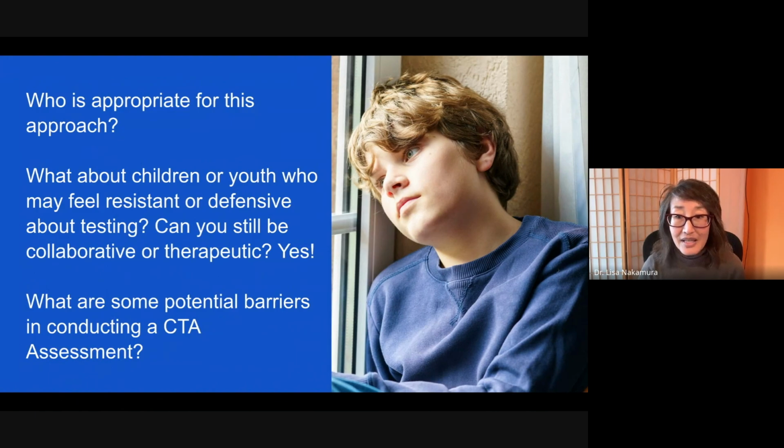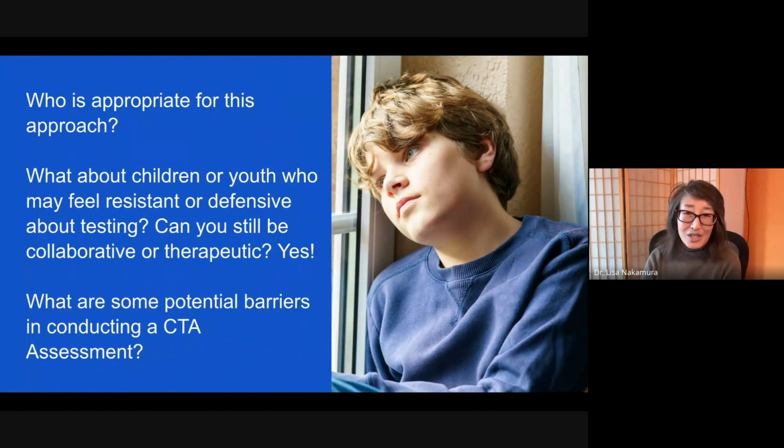Okay. And then, what about children and youth who may feel resistant or defensive about testing? Can you still be collaborative or therapeutic? Yes. It's possible, and it has happened. And I'm focusing on children and youth in this respect, because adults who self-refer often want to come in and be part of that process from the get-go. But it's not all the time.